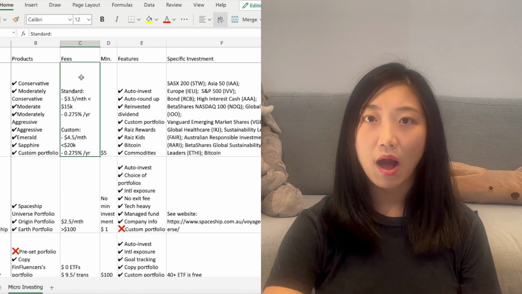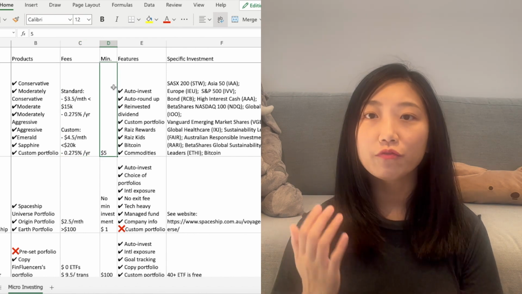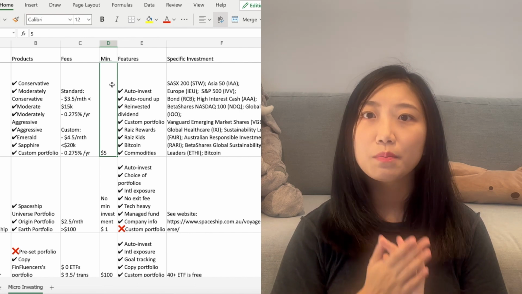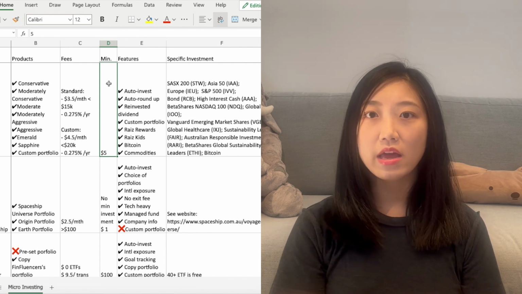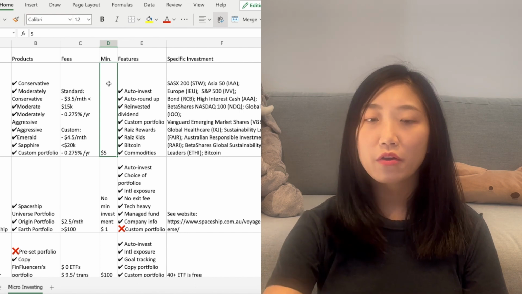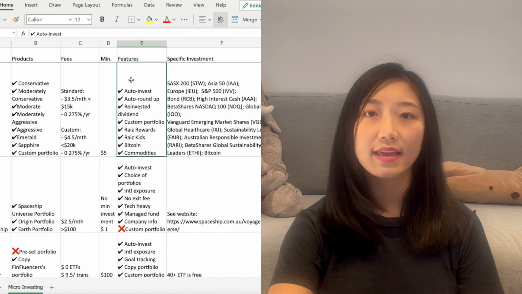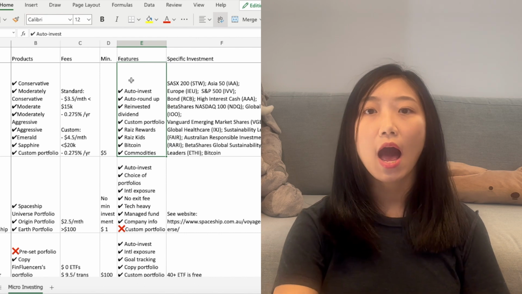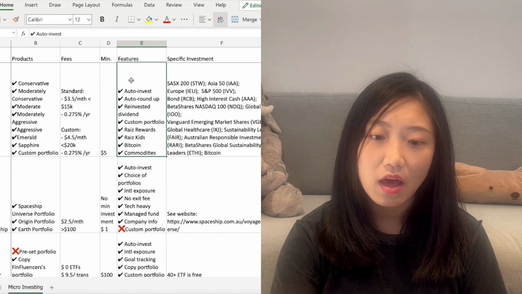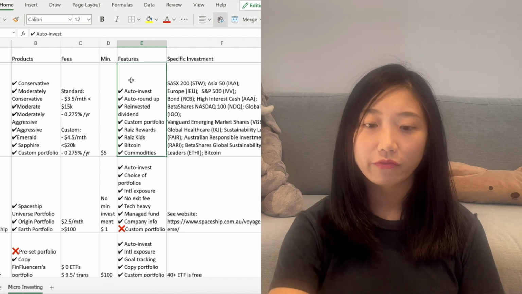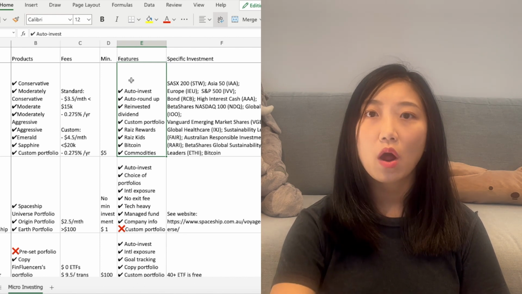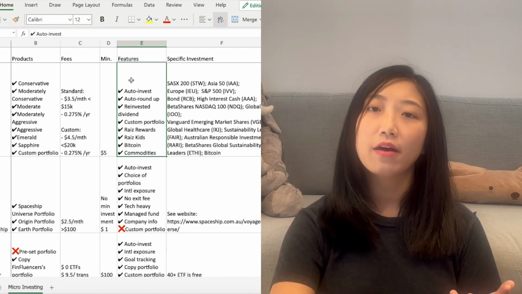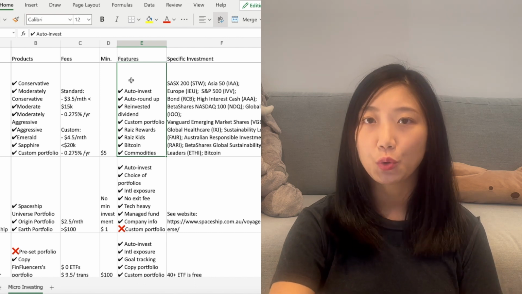The minimum investment requirement is actually $5, and some of the really cool features Raiz has include auto invest, auto round up, and reinvested dividends. What this means is, instead of paying you a dividend in your pocket, it's automatically reinvested for you. For some people, this might be a really cool feature, because rather than getting a couple of dollars of dividend in your account, it is reinvested before you know it. The other one is that it allows you to customize your portfolio. So say, for example, you want a certain allocation in bonds, in cash, in certain ETFs or shares. You can have that choice with Raiz.